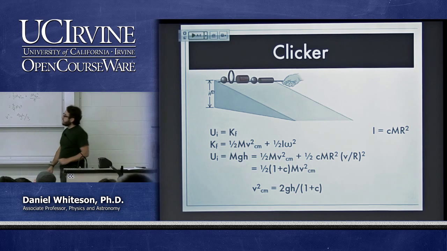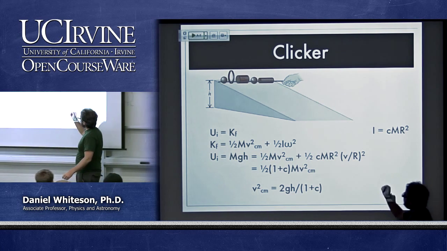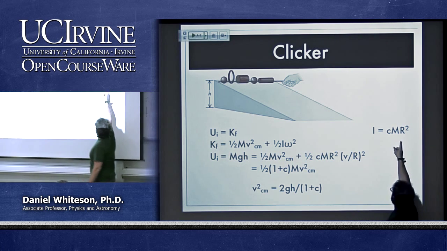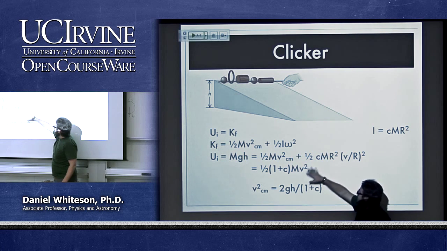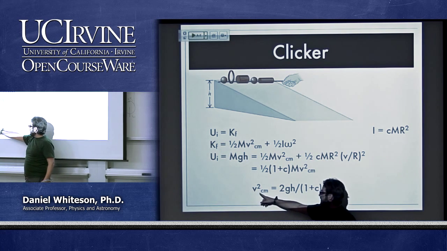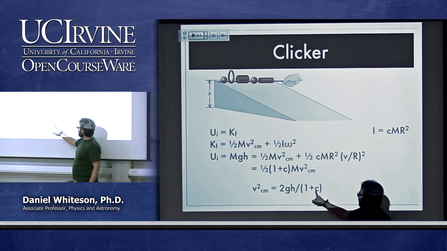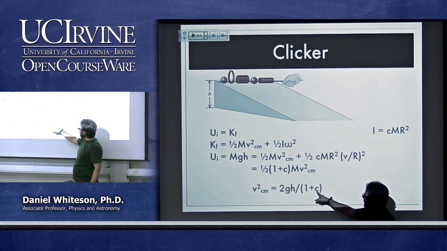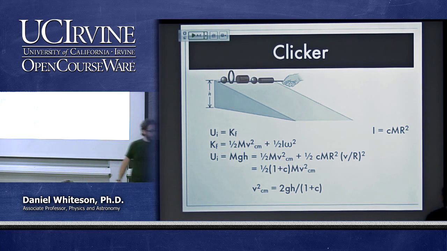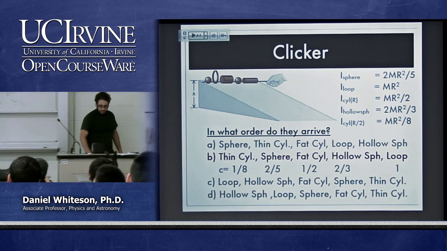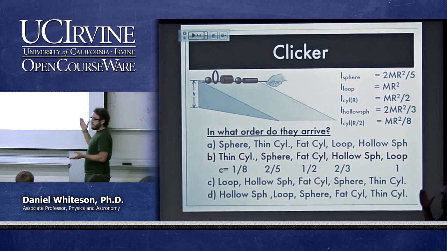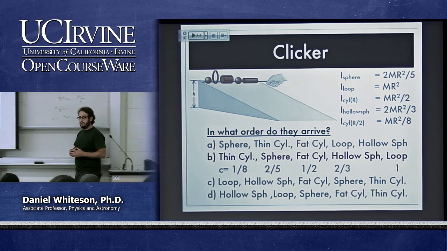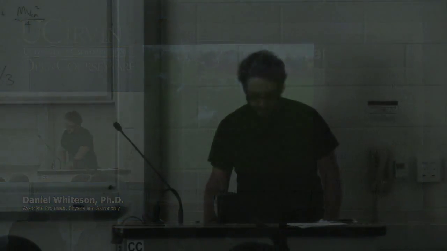Or if you want to think about it mathematically, the kinetic energy has these two contributions, and you can write the moment of inertia of each of those objects as some coefficient times mr squared. Then plug that in, and as we were learning, the velocity is proportional to 1 over this coefficient. So in this case, a larger c means a larger moment of inertia, so a smaller final velocity. And then if you look at the coefficients for each of these objects, they arrive in this order. Questions?